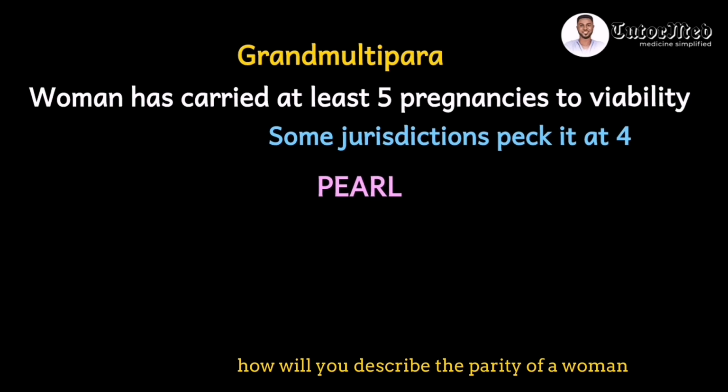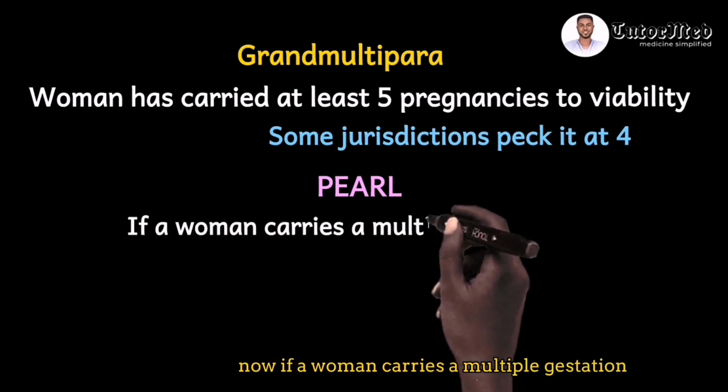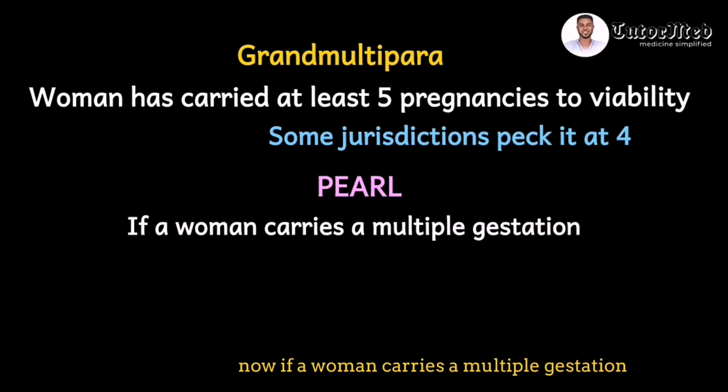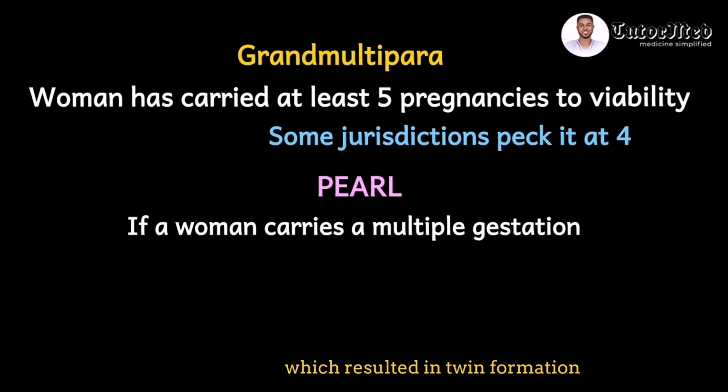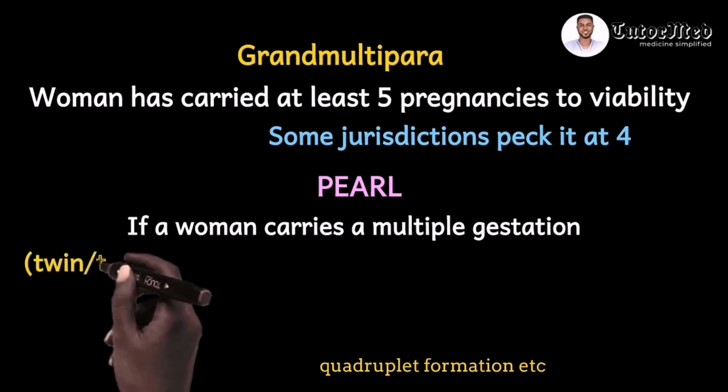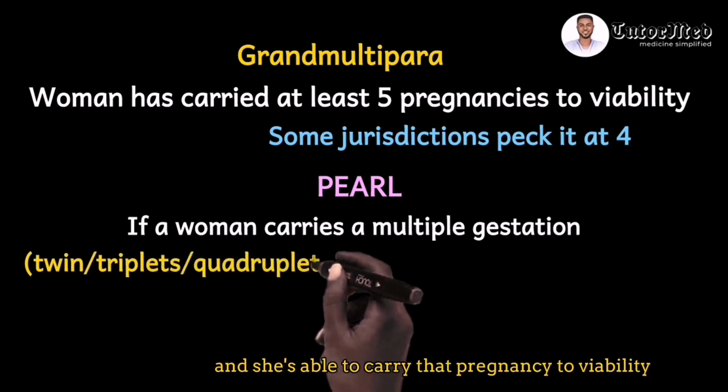Now, watch out. How will you describe the parity of a woman whose single pregnancy resulted in twin or triplet or quadruplet delivery? Will you say she is para 2 because she delivered twins, or maybe para 3 because she delivered triplets? Now, if a woman carries a multiple gestation, meaning maybe she has one pregnancy which resulted in twin, triplet, or quadruplet formation, etc., and she's able to carry that pregnancy to viability, she is still para 1.